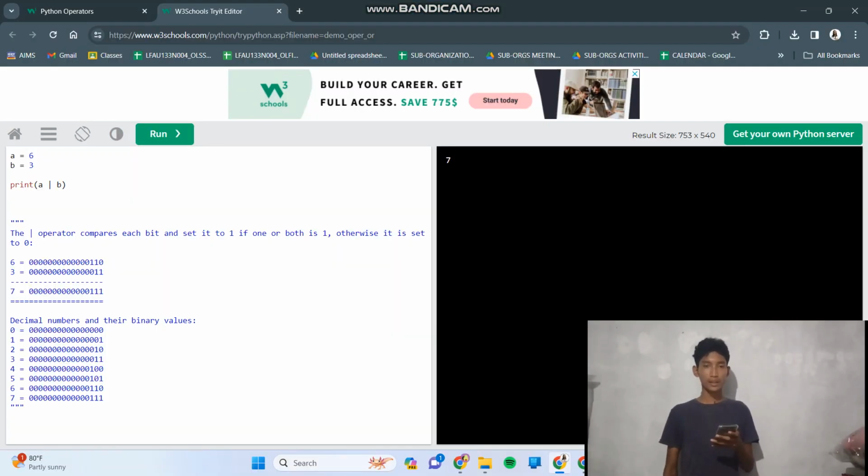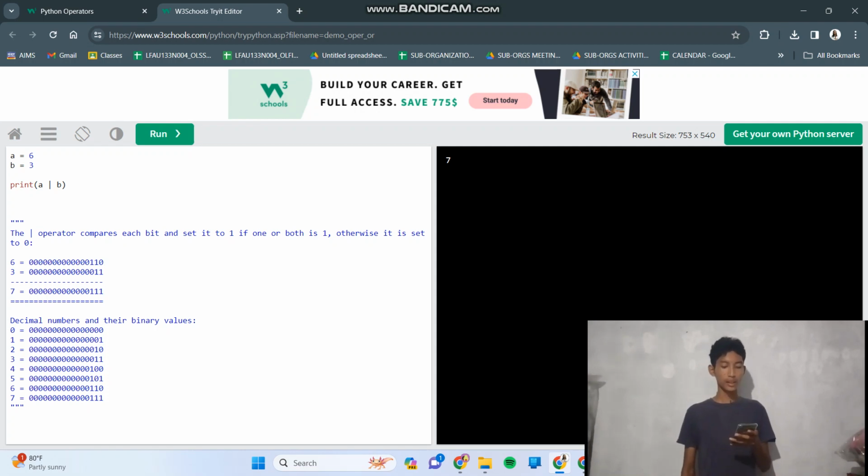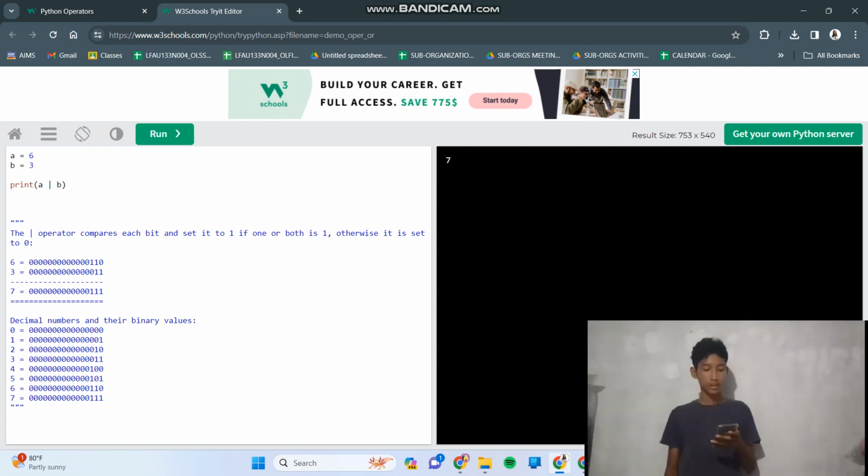The binary representation of A is 0b0101. The binary representation of B is 0b0011. The OR operator performs a bitwise OR operation on each pair of corresponding bits. The result is 0b0111, which is 7 in decimal.